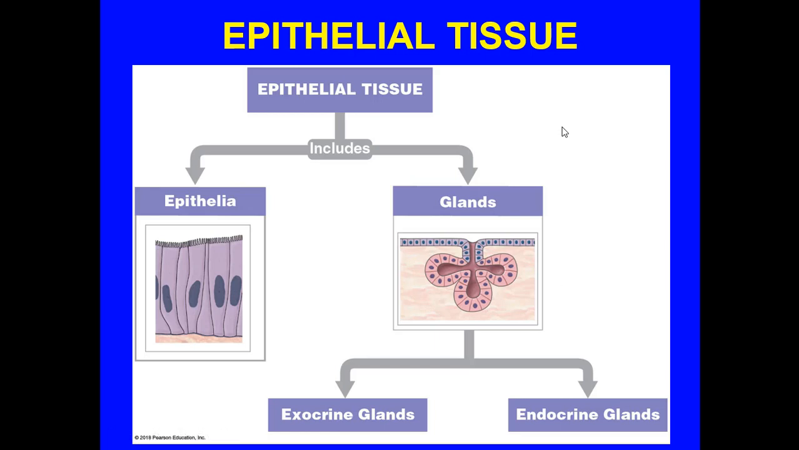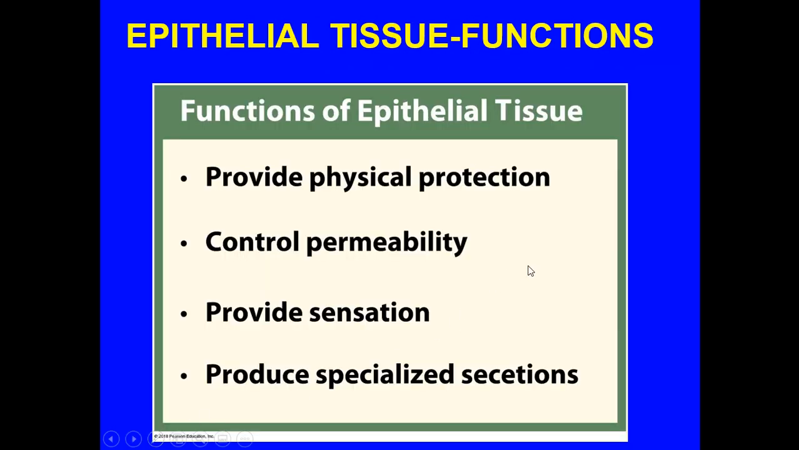Epithelial tissue will include epithelial as well as glands. The glands that we're going to be talking about include both exocrine glands and endocrine glands. Exocrine have ducts, passageways, or ports out into the lumen. Endocrine glands do not. But let's move forward. What are the functions of epithelial tissue? To provide physical protection, control permeability, provide sensation, and produce specialized secretions.